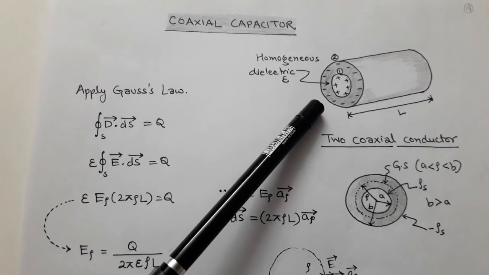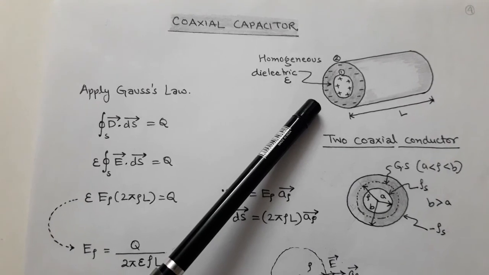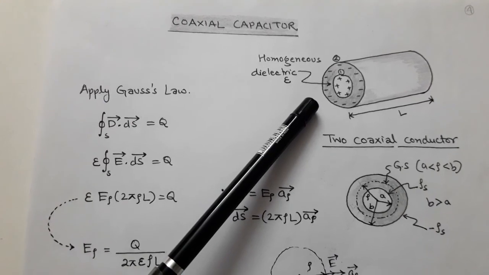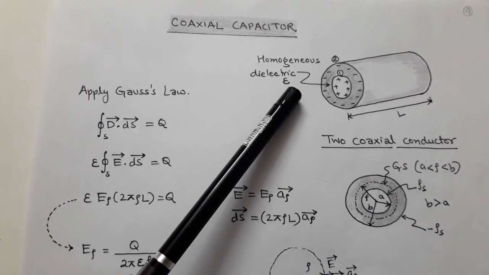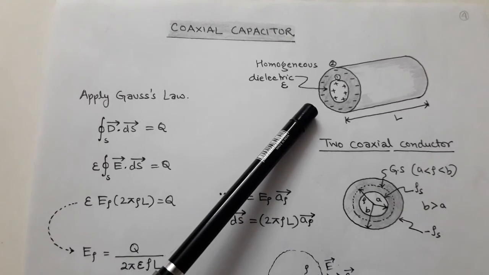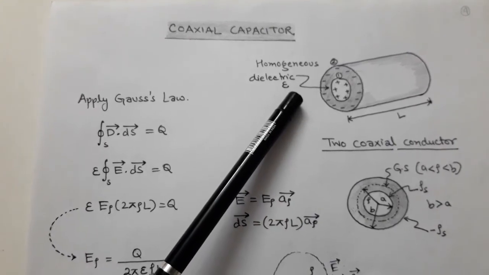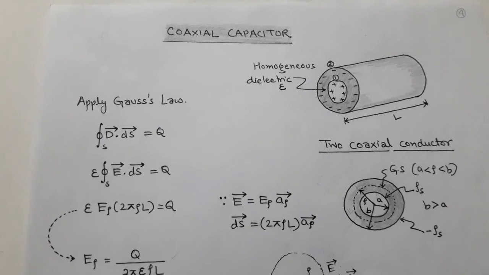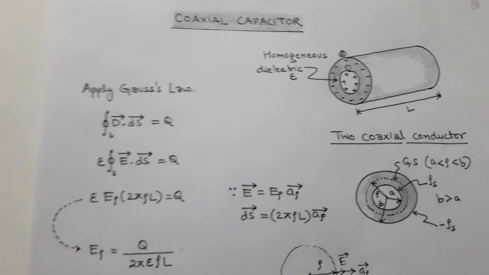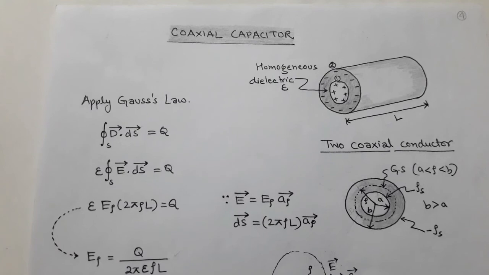This happens when inner conductor 1 is connected to the positive terminal of the battery and the outer conductor is connected to the negative terminal of the battery, and there is a homogeneous dielectric in between conductor 1 and conductor 2. This coaxial conductor has a length L. Now we have to first determine the electric field intensity in this coaxial capacitor and then determine the capacitance of this coaxial capacitor. For this, we apply Gauss's law.